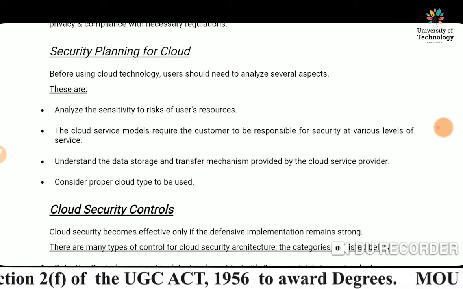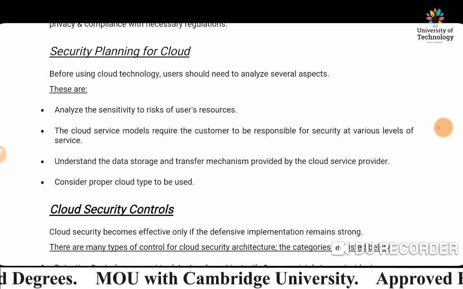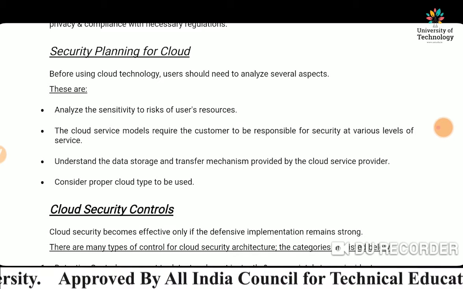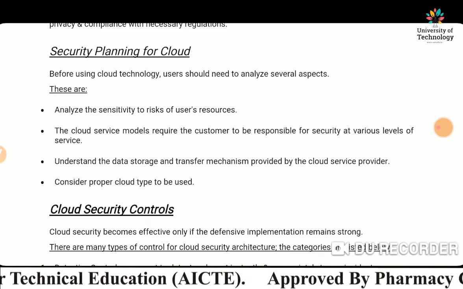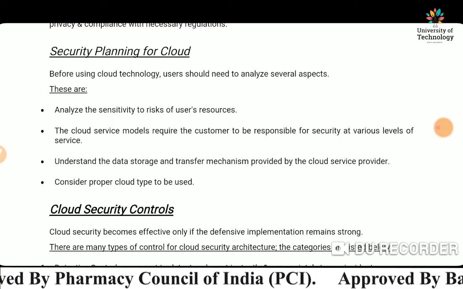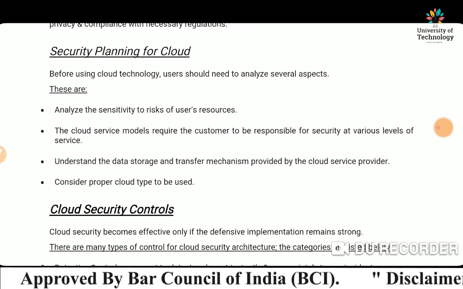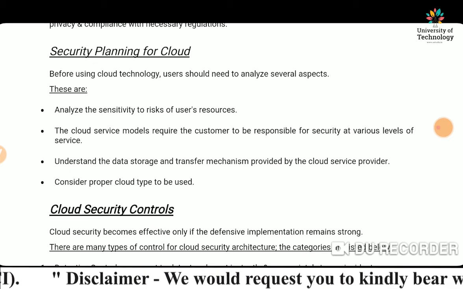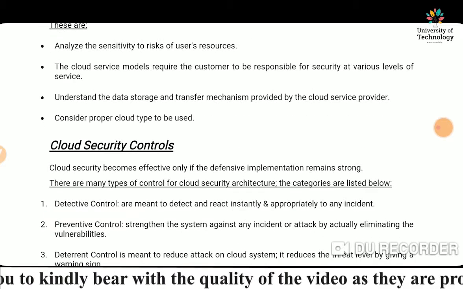Next, earlier we discussed the planning. So once again, before using cloud technology, users need to analyze several aspects. First, analyze the sensitivity to risk of users' resources. The cloud service model requires the customer to be responsible for security at various levels of the service. Understand the data storage and transfer mechanism provided by the cloud service provider. Consider the proper cloud type to be used.